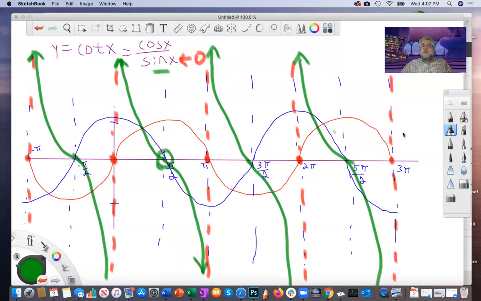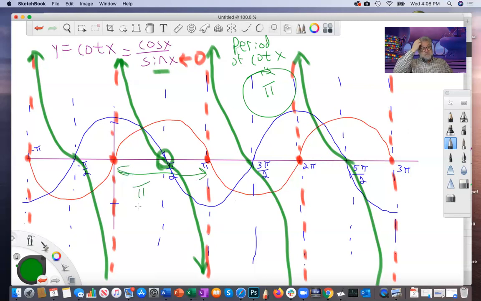And the period of this thing, the period of cotangent x is pi, just like the other one, because this distance from here to here, that distance is pi radians. So it repeats itself every pi radians, that's its period.